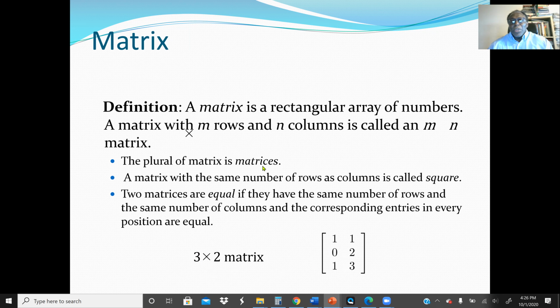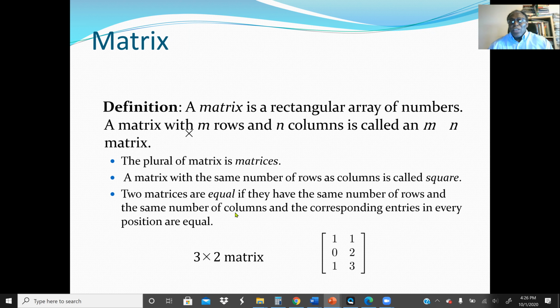So we use the term matrices as the plural for matrix. And also a matrix with the same number of rows as columns is called a square matrix. So for example, if I have a 2 by 2 matrix, which means 2 rows, 2 columns, it's a square matrix. Or if I have a 3 by 3 matrix, 3 rows, 3 columns, it is a square matrix.